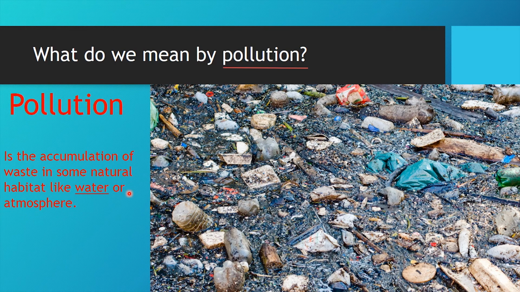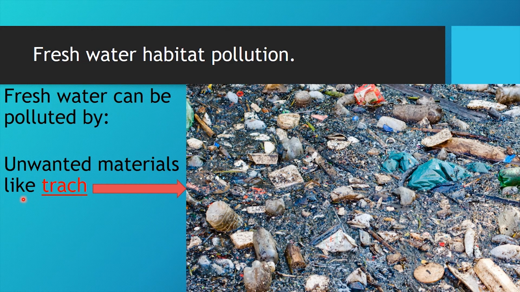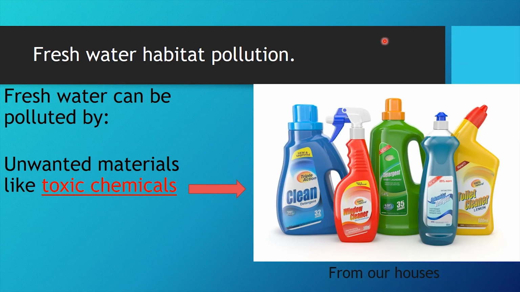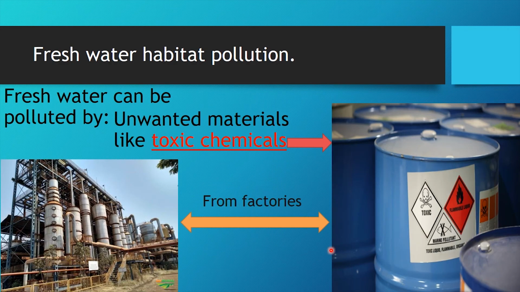What can cause the water pollution? Water pollution can be caused by the trash. Also, it can be caused by the sewage water. If we release it in the fresh water, we cannot ever drink this water, and the natural plants and animals that live in this water will not be able to live. And also toxic chemicals from our houses or even from factories can cause water pollution.